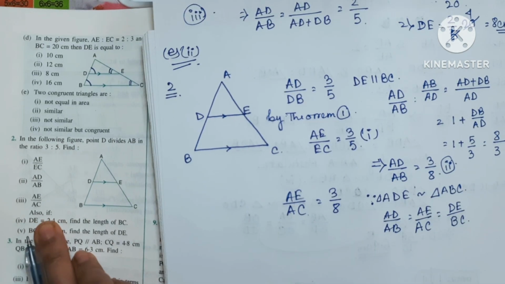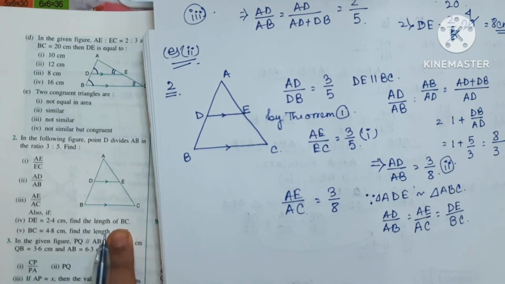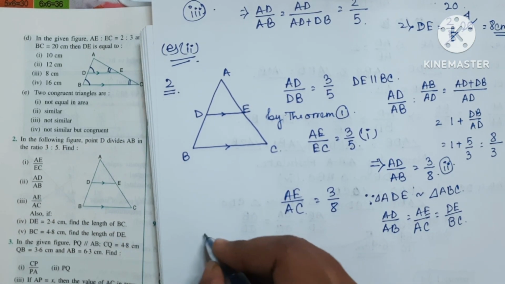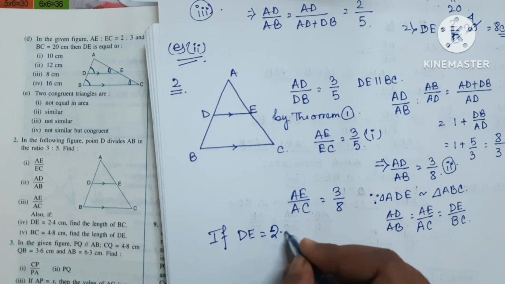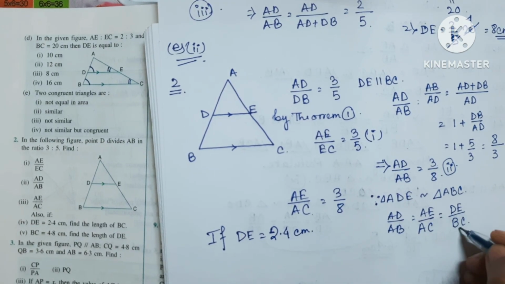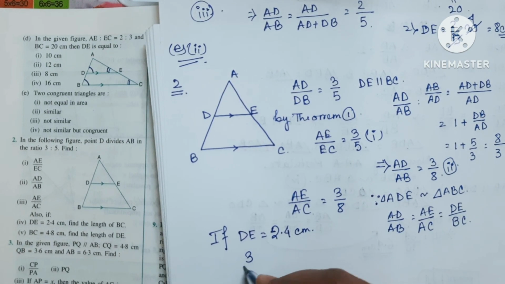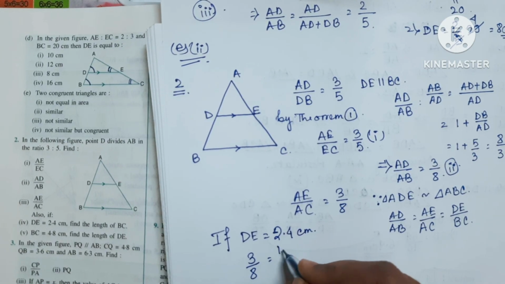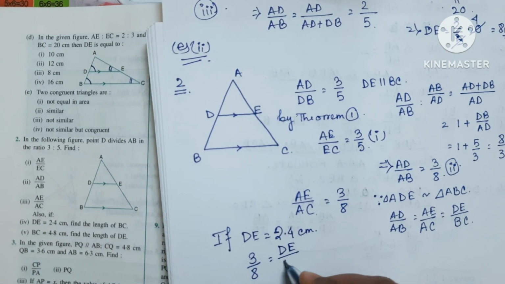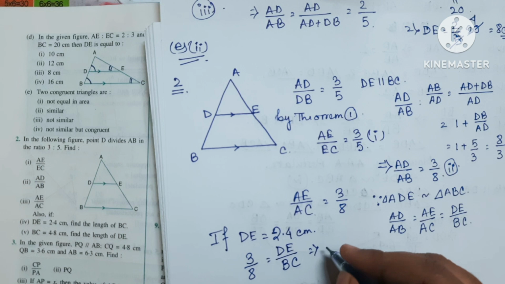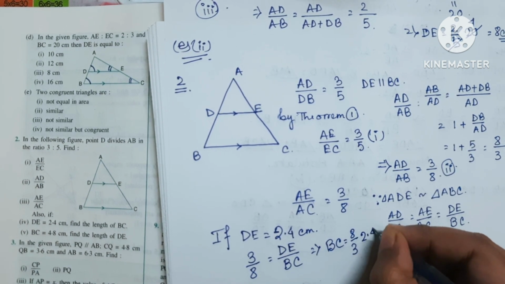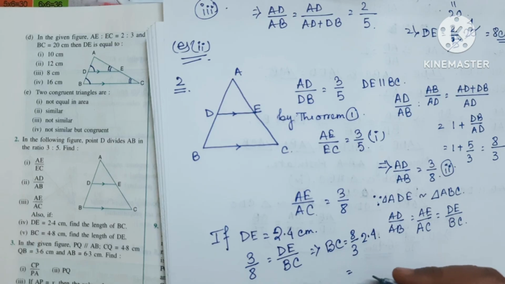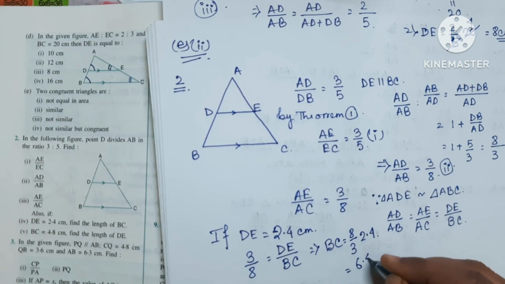Also, if DE equal to 2.4 centimeter, find the length of BC. Okay, so DE by BC is also 3 by 8, where DE equals 2.4 centimeter. So 3 by 8 is equal to DE by BC. Hence, BC equals 8 by 3 times DE, that is 2.4. If you calculate, it will be 6.4 centimeter.